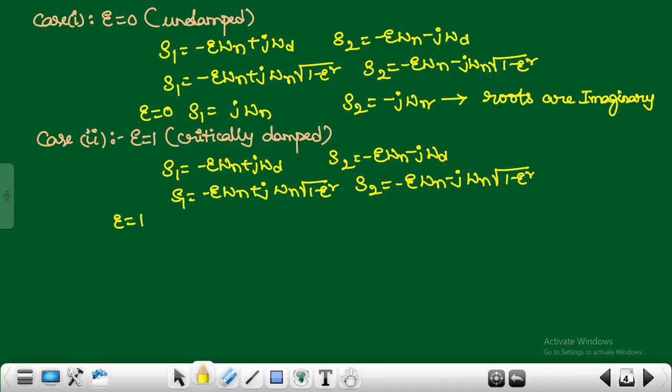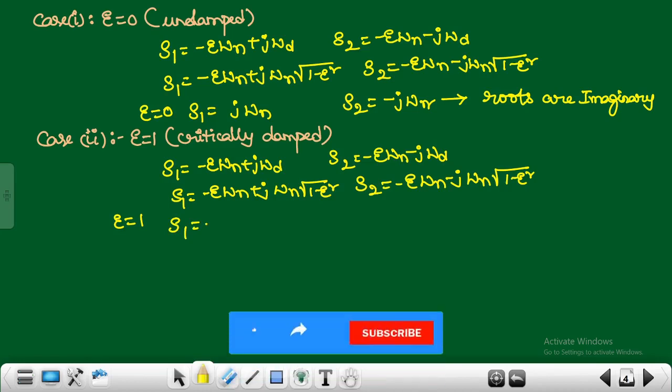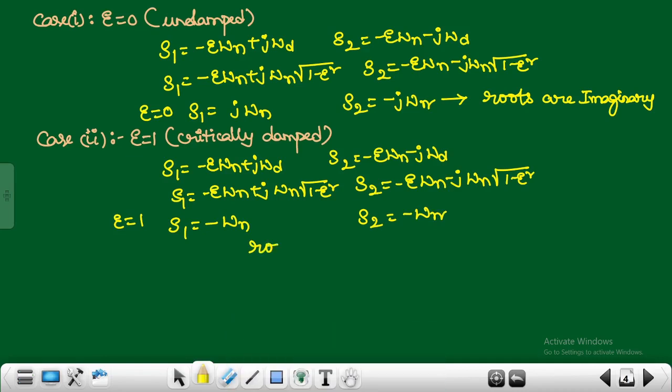Whenever you substitute zeta equals 1, what are you going to get? S1 is equal to minus omega n. S2 will also become minus omega n. So what we can say? We can say the roots are real and equal. So that is the nature of the response whenever you are getting the case 2 condition.